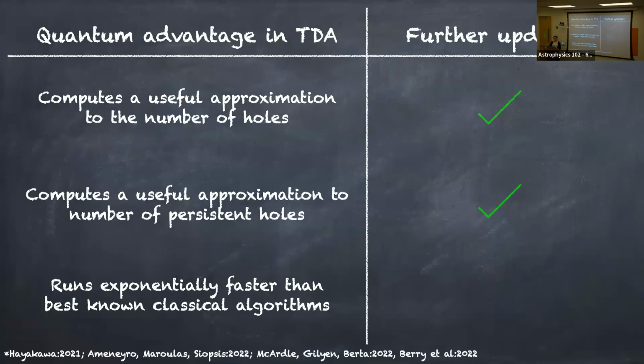We now do give you useful approximations to the number of persistent holes. But again, these algorithms no longer run exponentially faster than the best known classical algorithm. Particularly, you do get a polynomial speedup over the best known classical algorithms. For people actually working in the real world on large data sets, a polynomial speedup can still be significant. But I guess in complexity theory, what I'm interested in is real exponential speedup, where there's less worry about improved classical algorithms and the like.